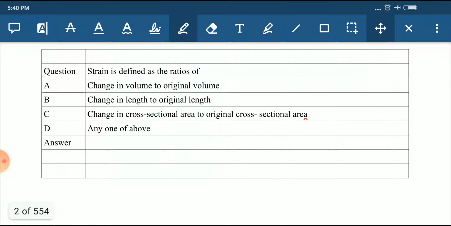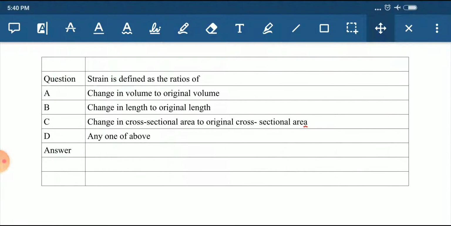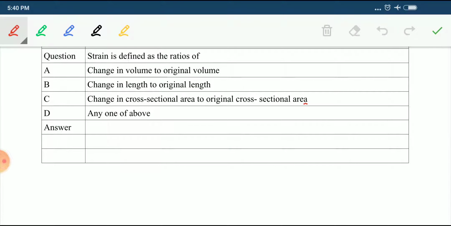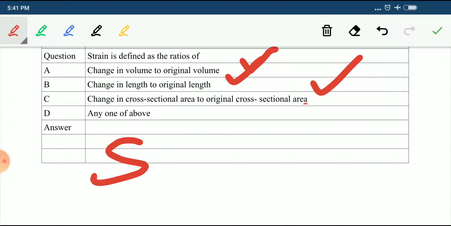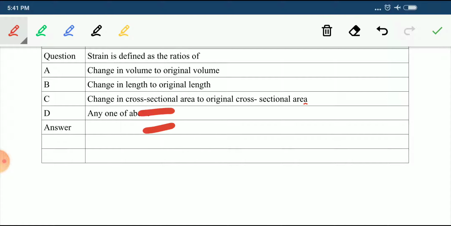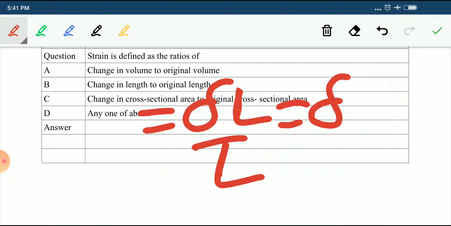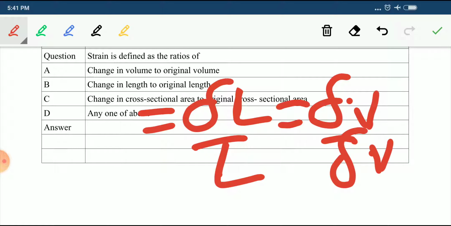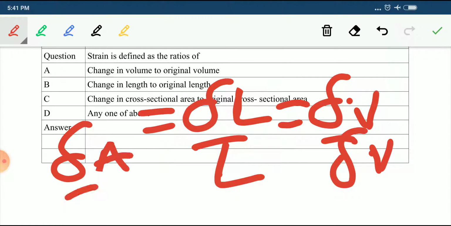First one, strain is defined as the ratio of. Strain means change in volume by original volume, change in length by original length, change in cross-sectional area to original cross-sectional area, or any one of the above. Already you know strain means change divided by original. It may be change in length by original length, or change in volume by original volume, or change in area by original area.